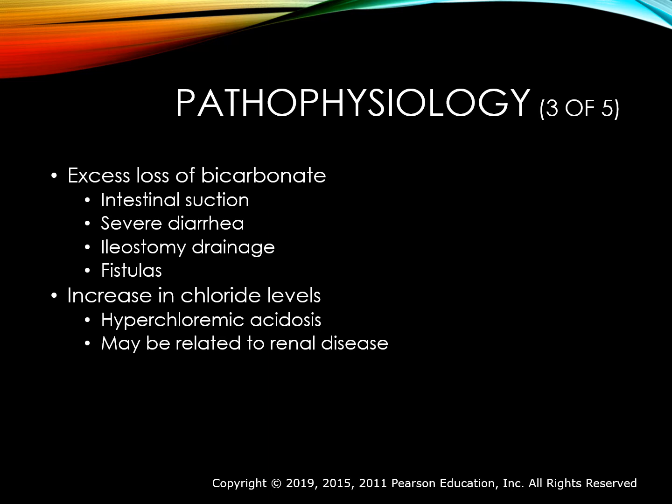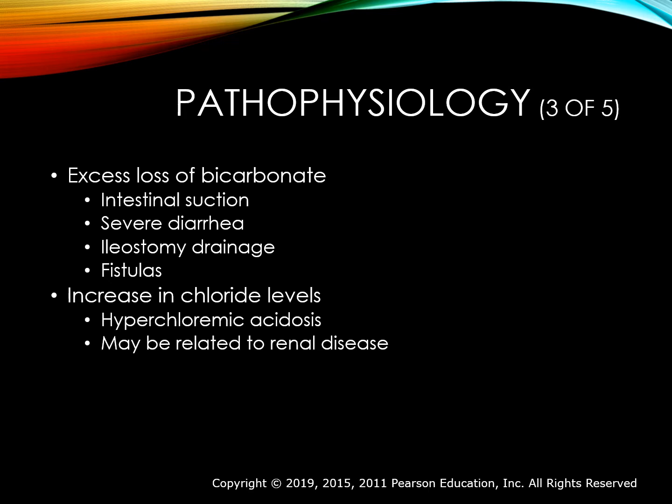Excess metabolic acids can increase the hydrogen ion concentration of body fluids. The buffering of excess acid by bicarbonate leads to what is known as a high anion gap acidosis, and you'll see the anion gap on your lab report. The pancreas secretes bicarbonate-rich fluid into the small intestines. Intestinal suction, severe diarrhea, ileostomy drainage, or fistulas can lead to excess loss of bicarbonate.